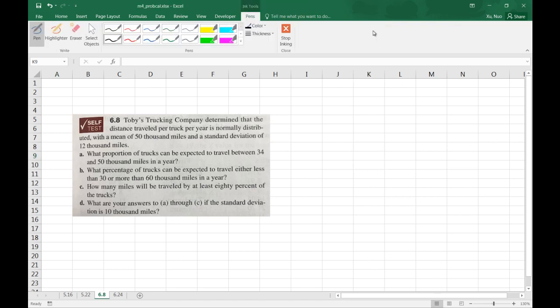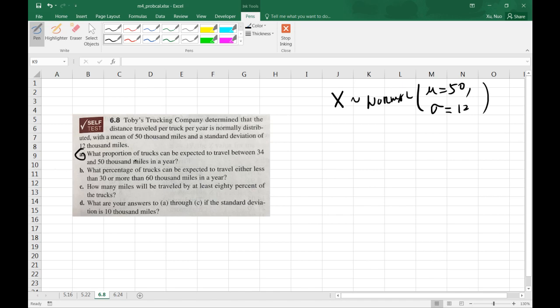Okay, again, let me write down the algebraic notation. Now the variable x follows a normal distribution. We know the mean, notated as mu, is 50,000 miles. The standard deviation is 12,000 miles. So now again, x is no longer a discrete variable as in the two previous examples that we just worked out.